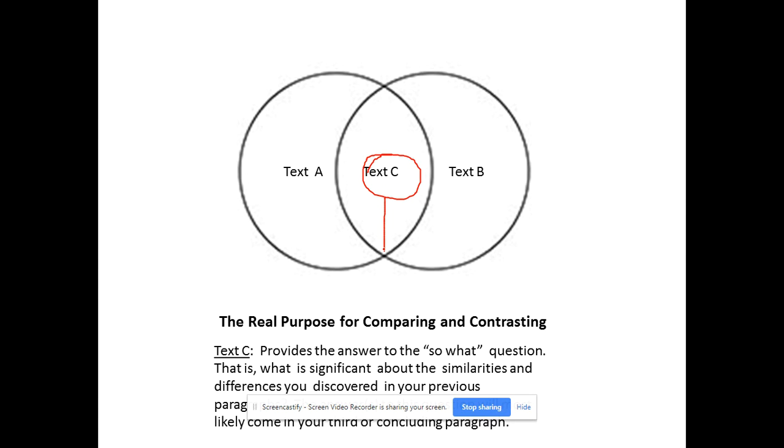And for many of us, that text C is going to probably take place in our all-important third paragraph. And what that text C does is it provides that answer to that wonderful so what question, right? Which means, what is the significance or the importance about the similarities and differences, those wonderful observations that you made in paragraphs 1 and 2, or the first parts of your essay. What's the grander significance, right? Your answer to that question is that text C, and that's the kind of analysis I'm looking for in your third paragraph. All right, so I hope that helps.